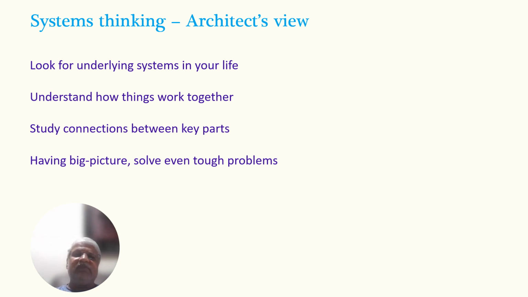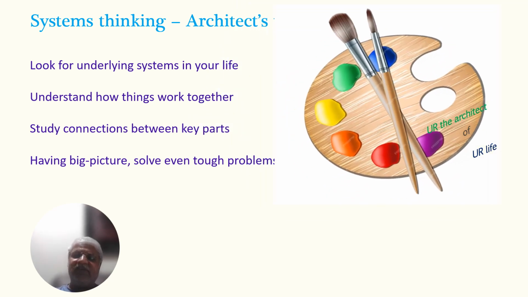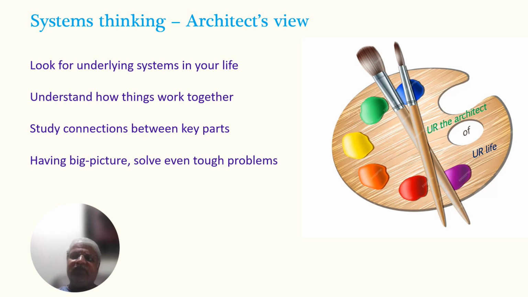Then we will be able to provide a holistic solution, even if there is something wrong in the problem at a different time frame, because we know about the entire system. So that is why we need to be aware that we are architects of our life, and we should make informed decisions by knowing systems level thinking.